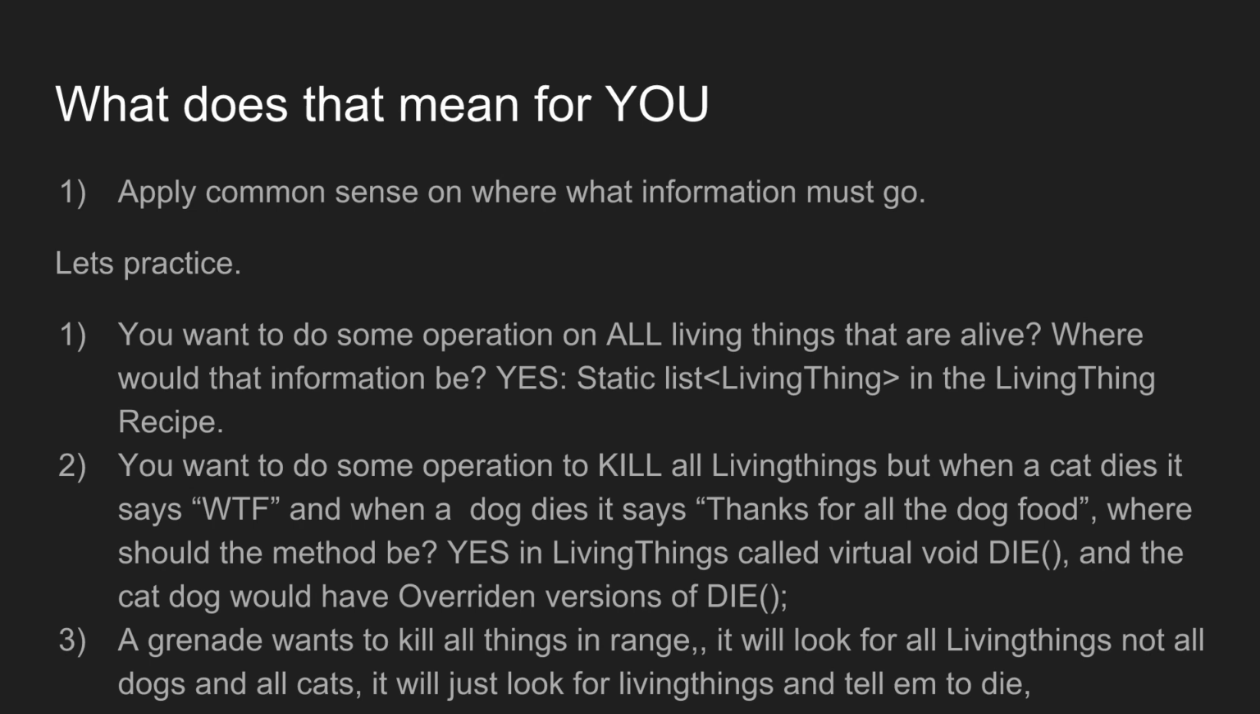Next, grenade example. A grenade wants to kill all things in range. It will look for all living things, not all dogs and all cats. It will just look for living things and tell them to die.